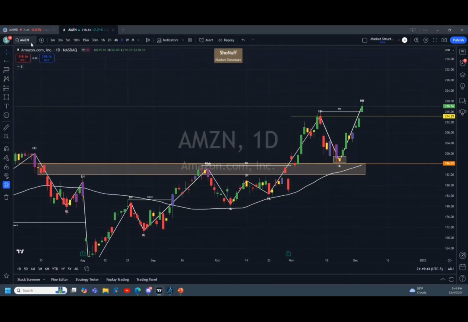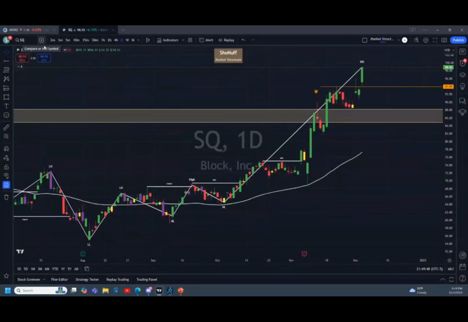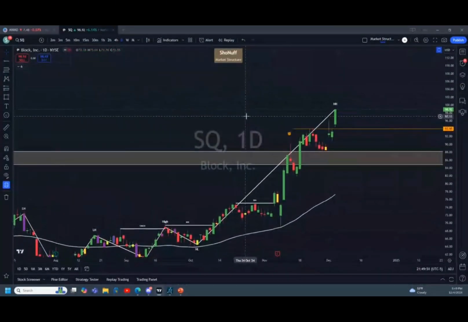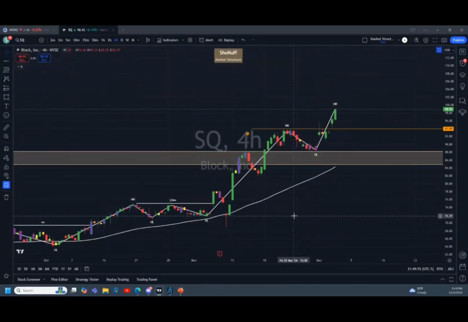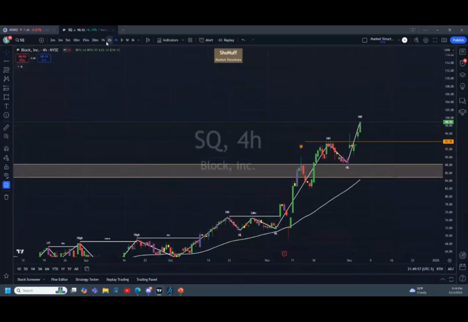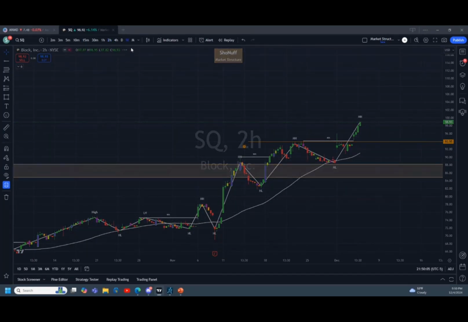Talk about Amazon, Microsoft, Square, same setup, same exact setup, right? Go to my 4-hour. Was the hourly? It was one of these. Hold on. Yep, same thing. That zone comes from the weekly chart. I had found that just a while ago.